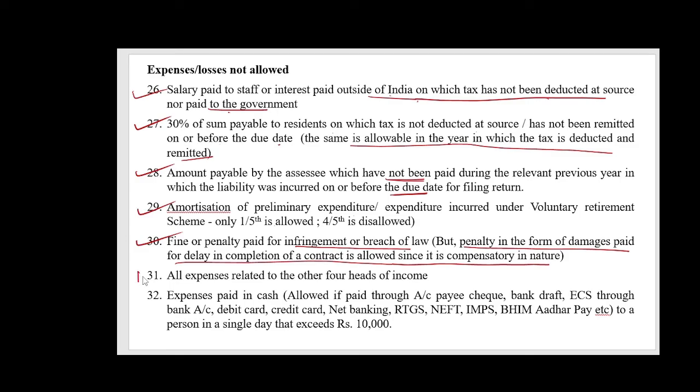Then all expenses related to the other four heads of income, that is income from salaries, income from house property, capital gains and income from other sources, are not allowed. Expenses paid in cash to a person in a single day exceeding rupees 10,000 will not be allowed. So if it is paid in cash and if it is more than 10,000 in a single day to an individual, it is not allowed.